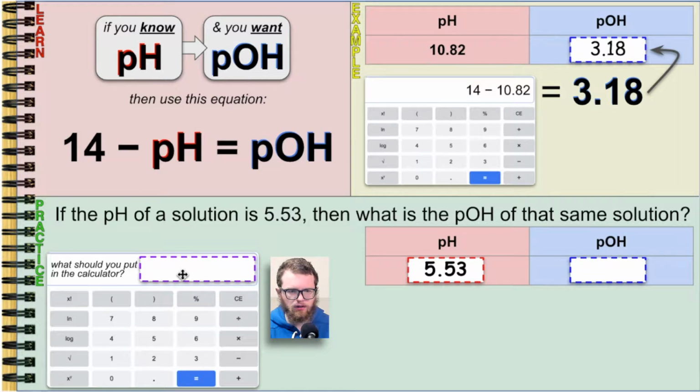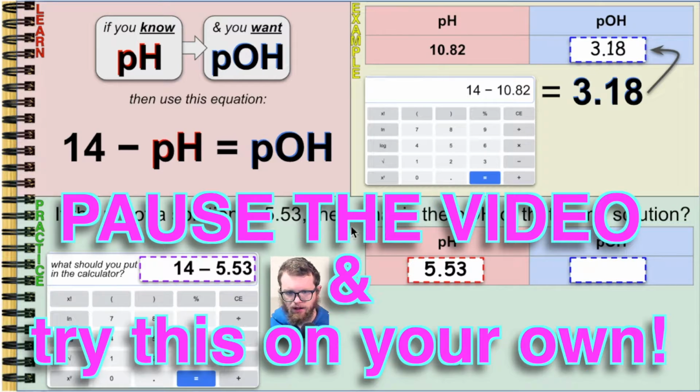Well, our equation is 14 minus pH, because it says over here 14 minus pH equals pOH. But we have a number for our pH, so we replace pH with that number, 5.53. We hit enter on the calculator, and we find what the pOH is, like that. So pause the video now, put this in a calculator, and write down what the answer was.